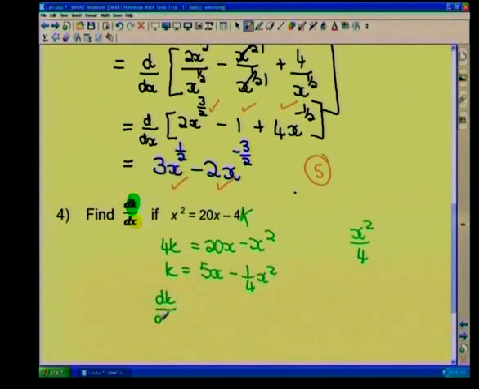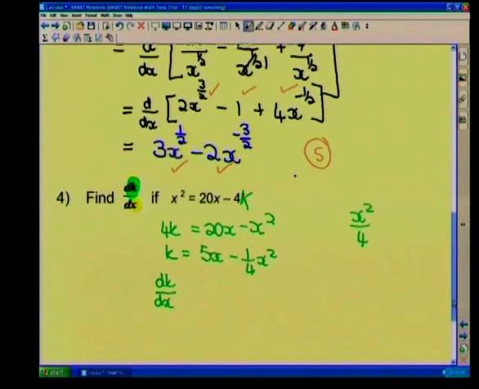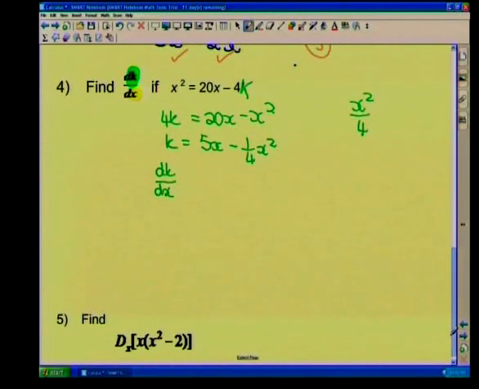So what is dk dx now? Well, let's see what happens. The derivative of that is 5. 2 times 1/4 is 1/2. x to the power 1, and I don't have to write the 1. So relatively straightforward, not a problem. Let's look at the last one on this page and see what that says.